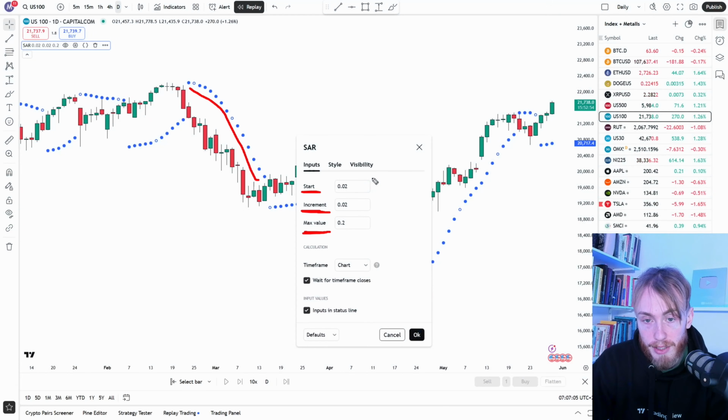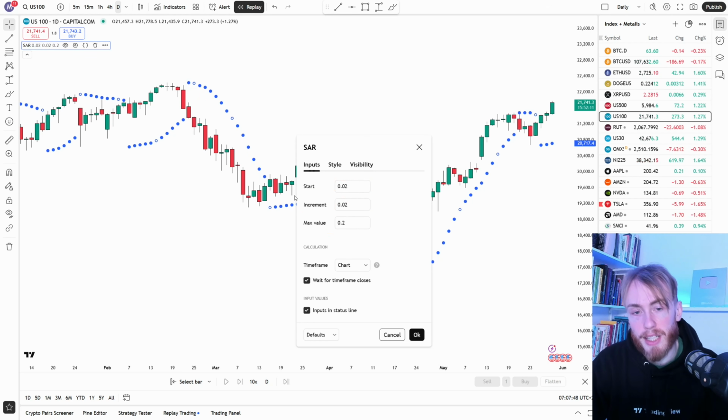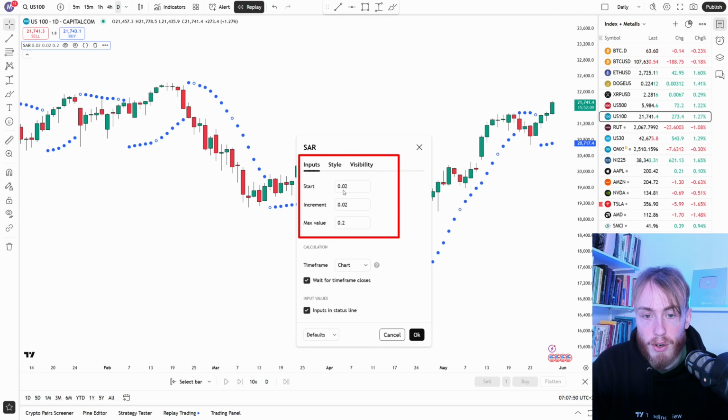And I can already mention here that most traders will have the start and increment at the same levels. You can see that the standard settings have 0.02 for both the start and increment. And for most settings, you will actually keep it at this because it makes the indicator simpler to understand. And this is also how Welles Wilder meant the indicator to work. But alright, so let's take a look here at the beginning settings. They are 0.02, 0.02, and 0.2. And in my opinion, for many situations, these settings work pretty good.